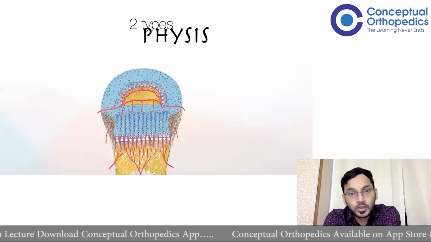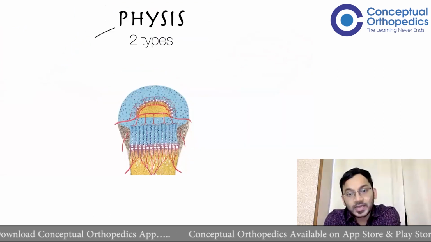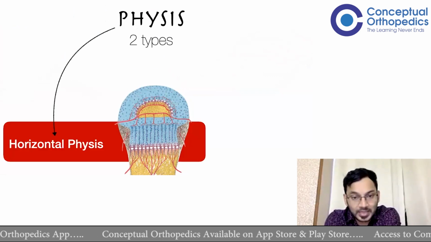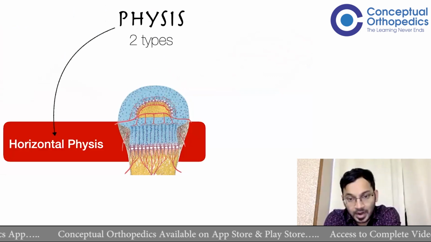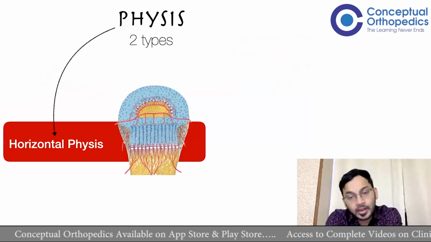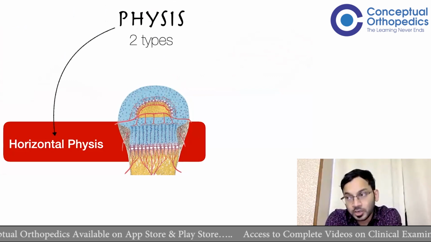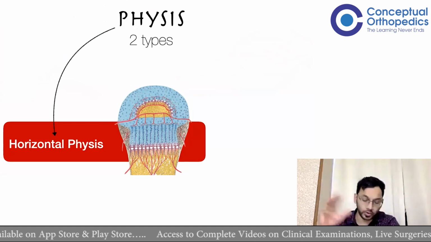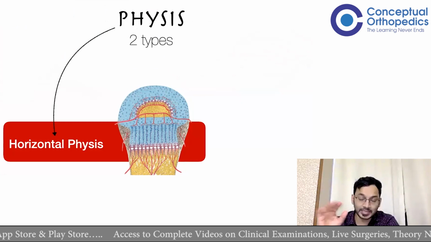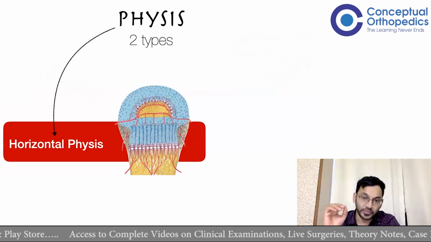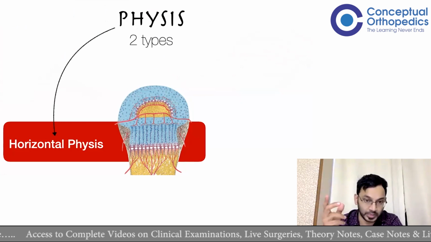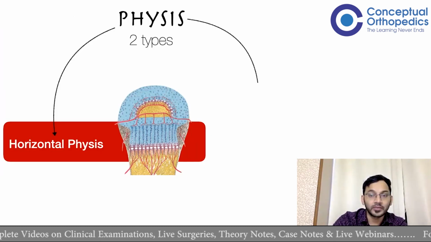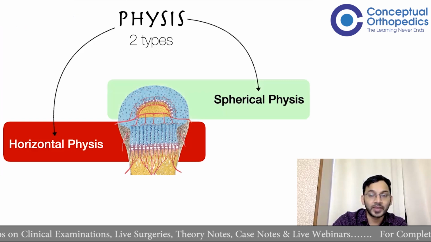Okay, so the first type of physis is what all of us know, and we call that the horizontal physis. Now, if you see the area marked under the red banner there, that is the area of the horizontal physis, and it is a more organized sort of a physis where growth takes place longitudinally. Whereas the second type of physis is known as the spherical physis.